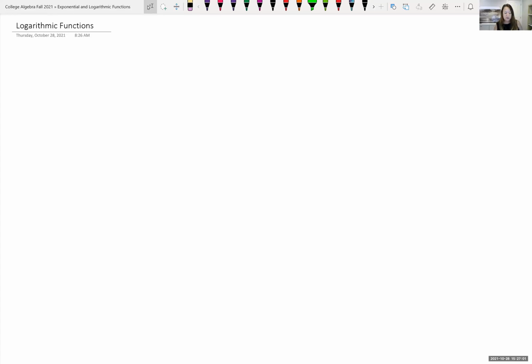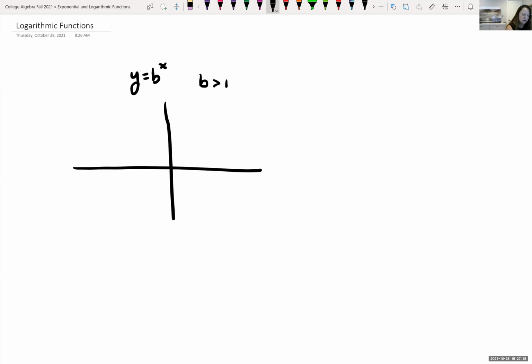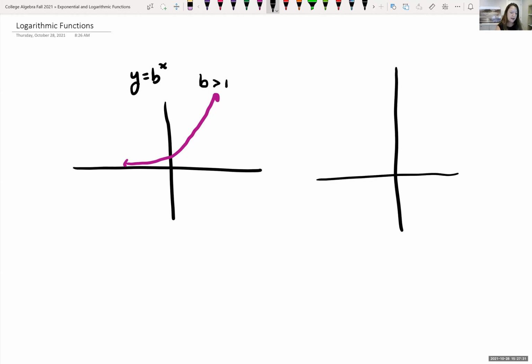So now we're looking at logarithmic functions. Let's go back and look at our exponential function. We talked about the general shape of our exponential function, y equals b to the x, when b was greater than 1. And we saw that if b was between 0 and 1, it's just a reflection across the y-axis, which will look similar to this.